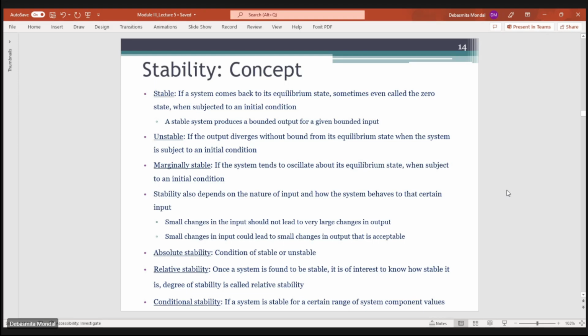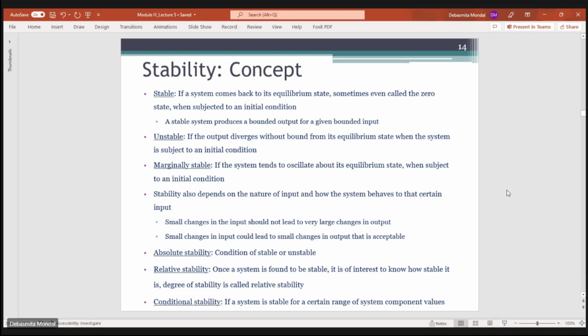In case of a marginally stable system, the system is oscillating about its equilibrium state, and it is not reaching any kind of steady state. So these are the three kinds of stability you can have. Your system can be stable, it can be unstable, or it can be marginally stable.